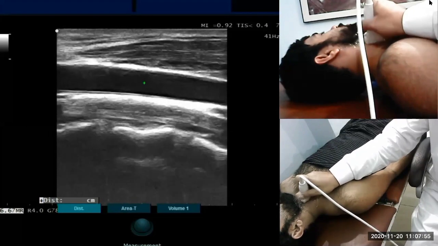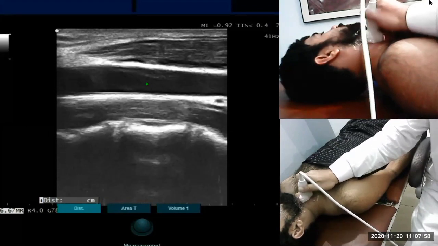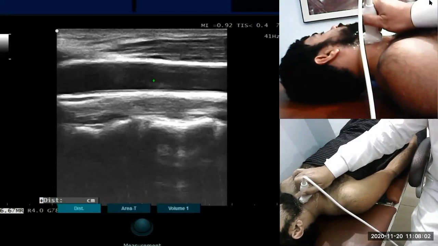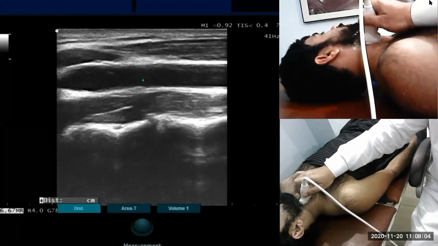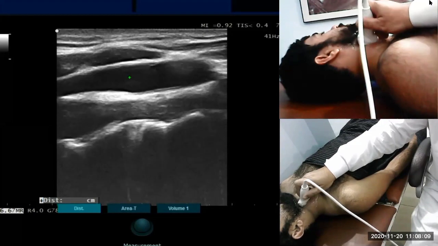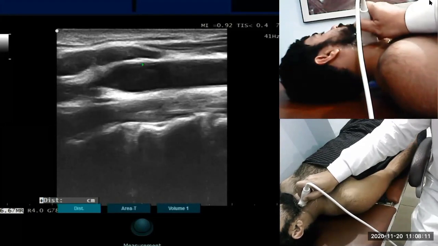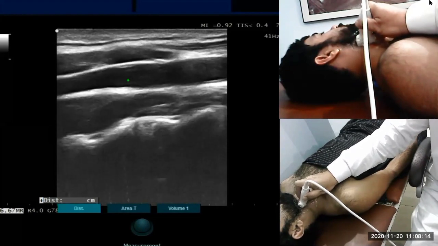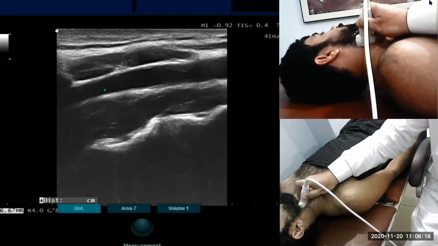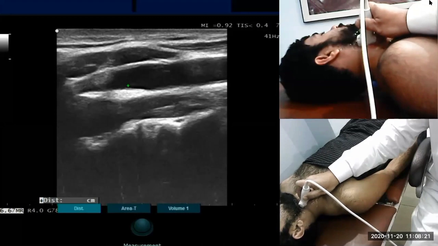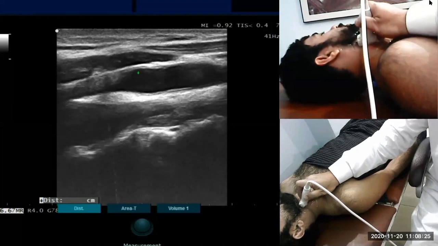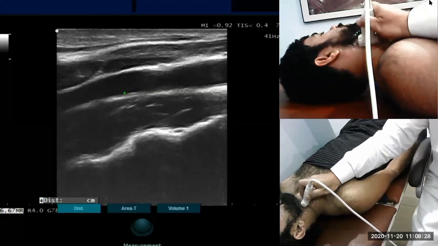Just see, longitudinally I have placed the probe on the common carotid, which expands here in this region. This is the bulb, and then this is the internal carotid. So mostly we will see atheromas developing here in this bulb or in the internal carotid.